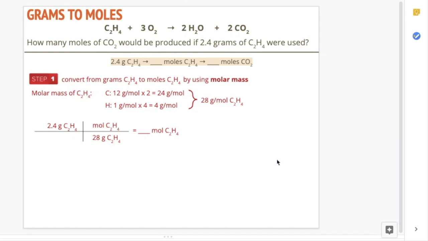Now I just need to punch this in my calculator. So I'm going to do 2.4 divided by 28 in my calculator, which gives me 0.086 moles. So I put this up here in our summary, just so we can keep track of where we are. Now, are we done? Nope, we still need moles of carbon dioxide. So let's check out step 2.